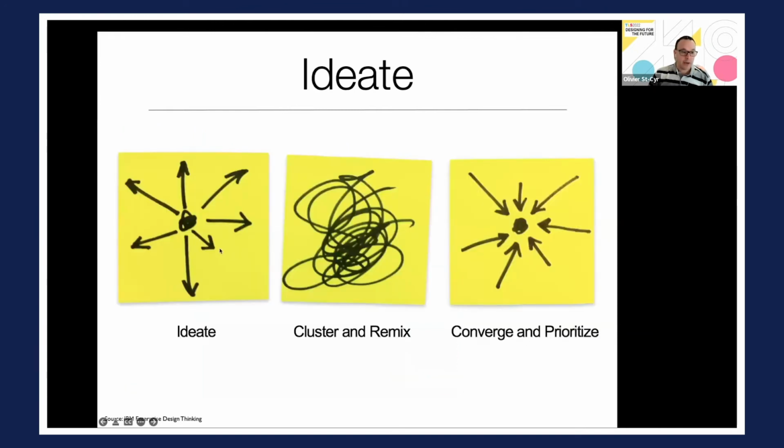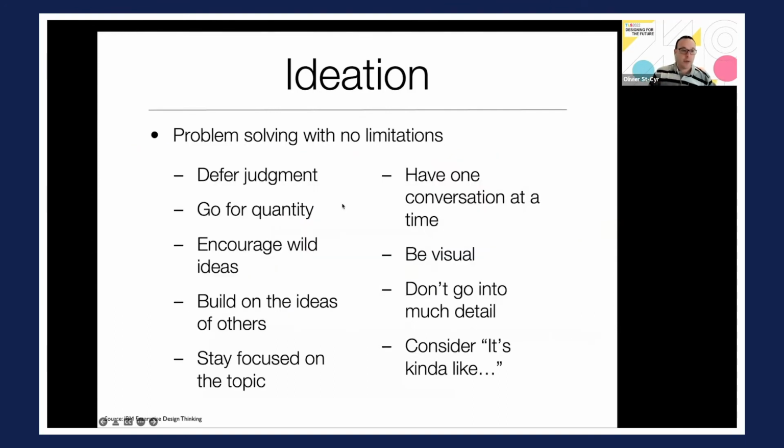So ideation is about messy clustering, remixing, converging, prioritizing, et cetera. When you ideate, defer judgment as much as possible, go for quantity again. We're in a diverging state right now. We're entering another diverging state. So quantity over quality. Engage with wild ideas, because wild ideas will often lead to something that's maybe doable down the pipeline.